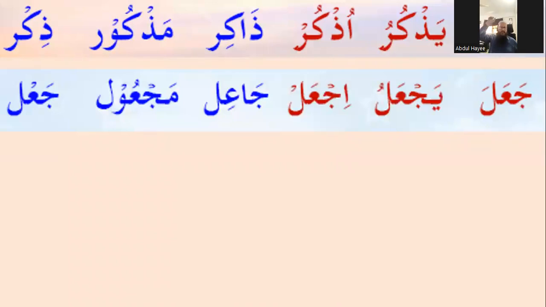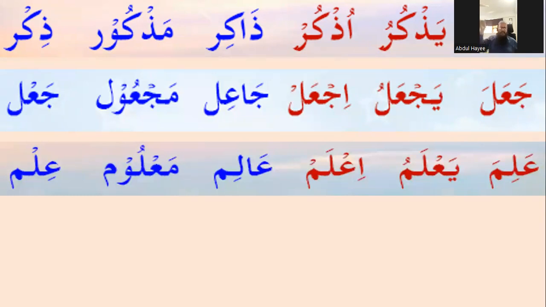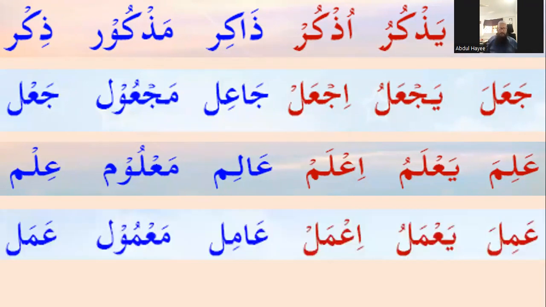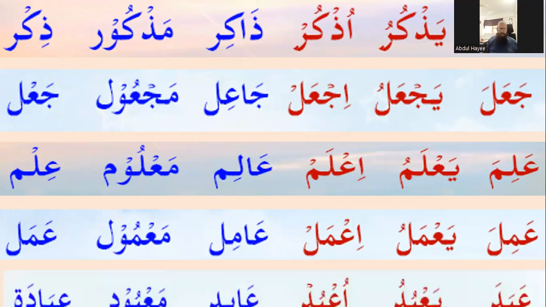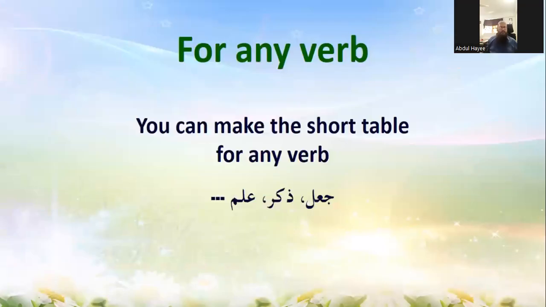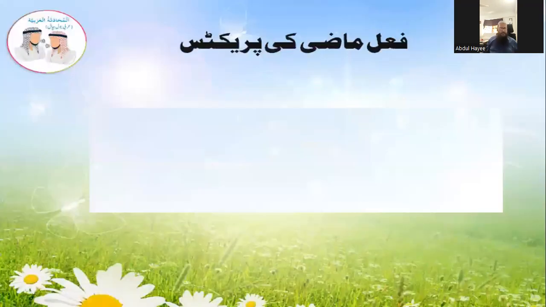Look at your drill for easiness. I have made some drill. We say zakara, yazkuru, uzkur, zakir, mazkur, zikr. We say ja'ala, yaj'alu, ij'al, ja'il, maj'ul, ja'l. We say alima, ya'lamu, ilm, ma'lum. Amila, ya'malu, amil, ma'mul, amal. So this way you can make all the 11 words short tables. For any word which we know, we can make the short table on this word.